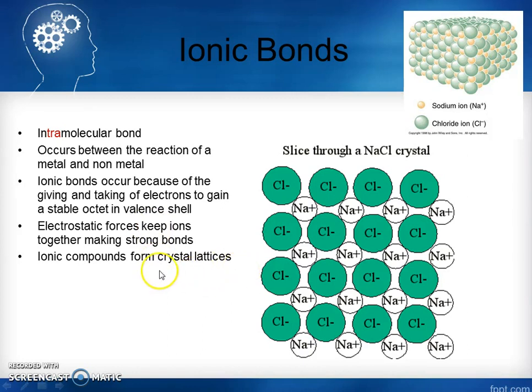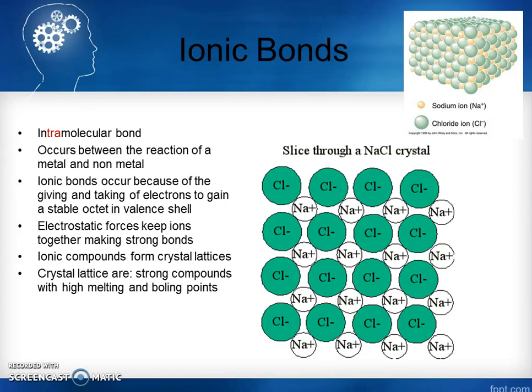We call them crystal lattices. So you can see the negative chlorine, the positive sodium, negative, positive, negative, positive. It's that negative-positive attraction that keeps it together, creating really, really strong compounds with high melting and high boiling points.